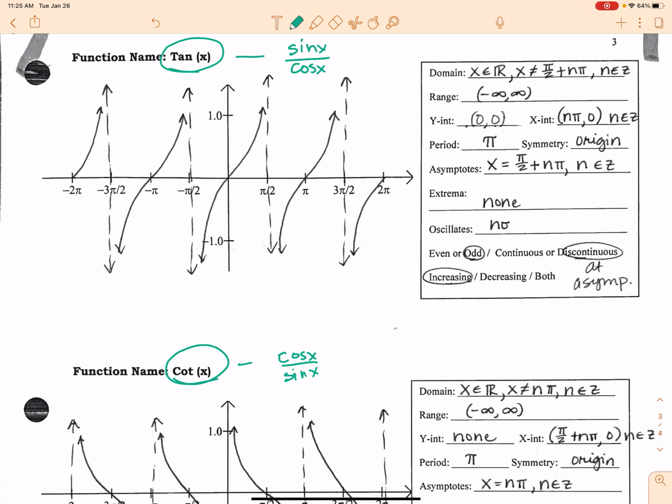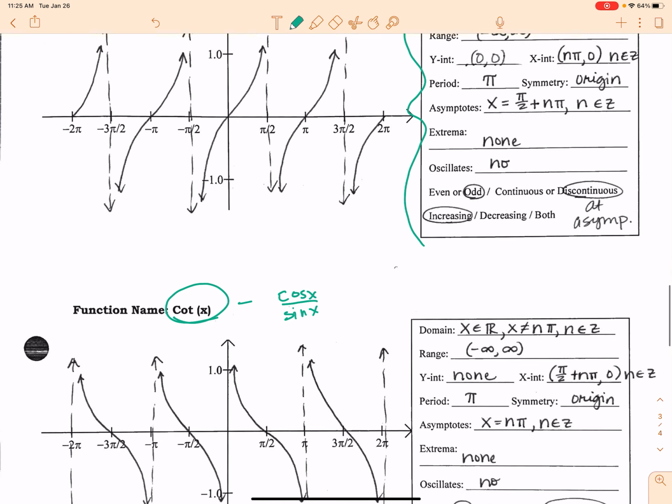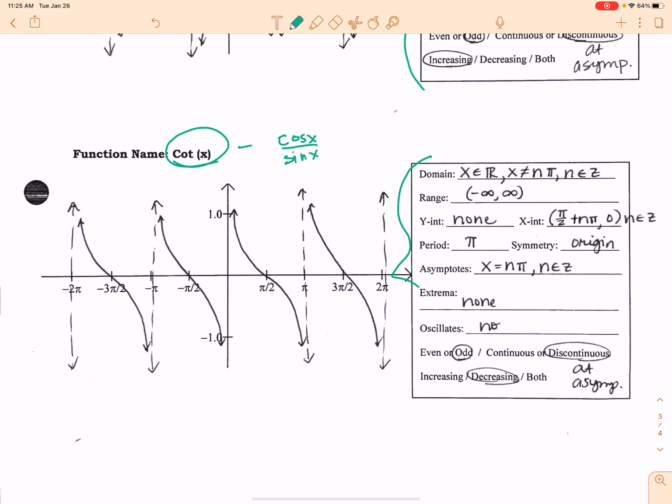So that's why we have these asymptotes here, and of course the behavior of the graph is different because tangent is a different ratio from sine and cosine. So again, we are not going to spend a lot of time on these properties. I just wanted you to have them for your notes because we are not going to transform the tangent function.